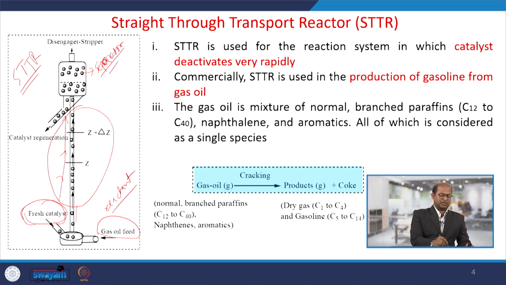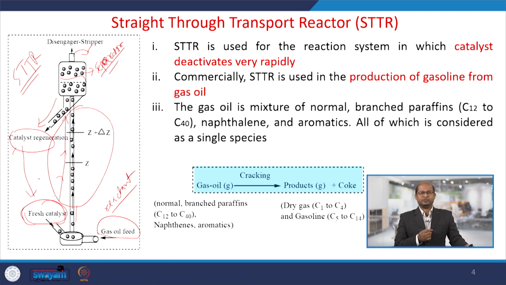This is the separator basically, or you can say the disengager. Here the products come out from the top, and the spent catalyst, that is the solid catalyst, comes down and is taken out from here. This catalyst is sent back to the regeneration unit, where the deactivated catalyst is regenerated and returned to its original activity, as at the beginning the catalyst was fresh. After regeneration, the catalyst is fed to the reactor again. In that way, a cyclic process goes on.